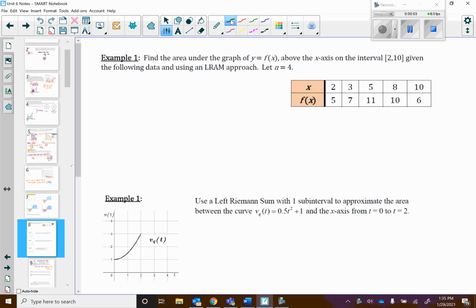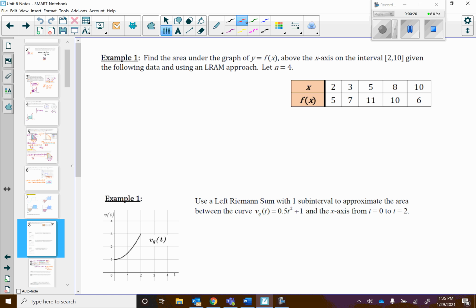Hi, we skipped over these examples in class, and I said that I was going to make a video and just have you watch it because realistically, they're very similar to the ones we did. So this first example gives a table of values, so we don't actually have the graph.